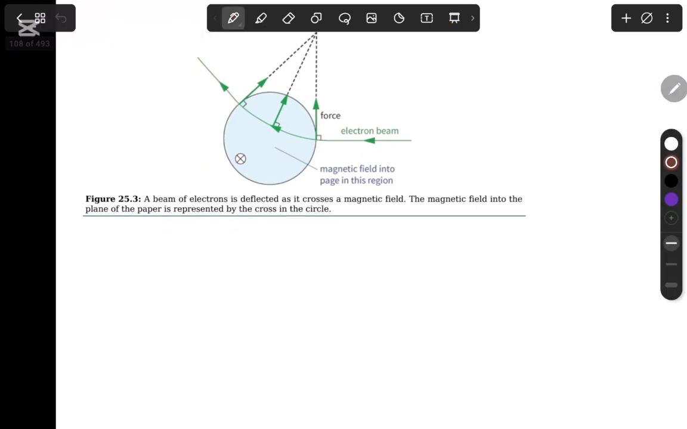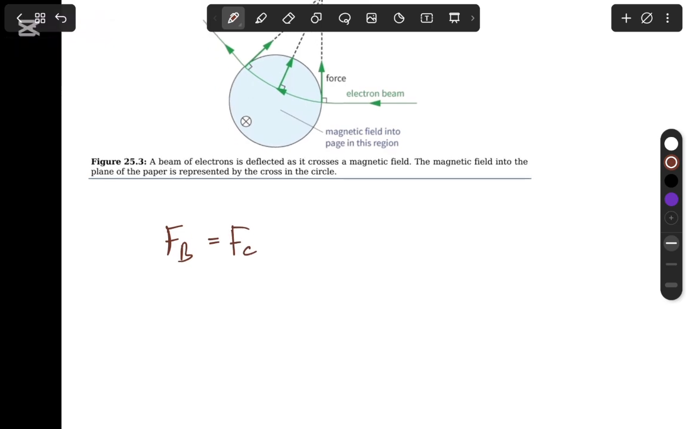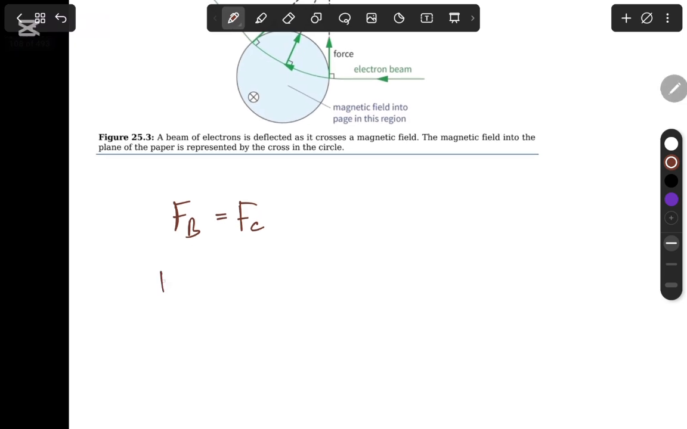So here we can say that the magnetic force is equal to the centripetal force. The centripetal force is the magnetic force basically. Okay, and we know that the magnetic force is going to be BVQ sine theta, and then the centripetal force is mv squared over r.